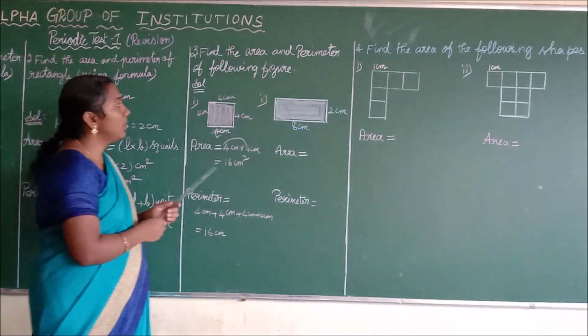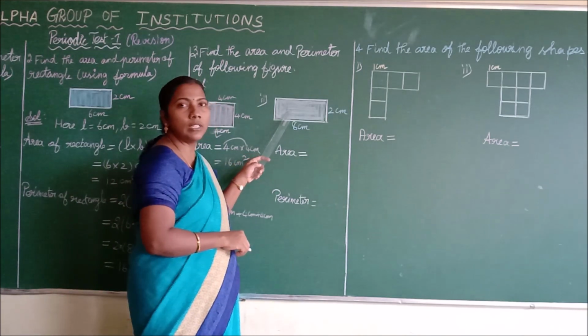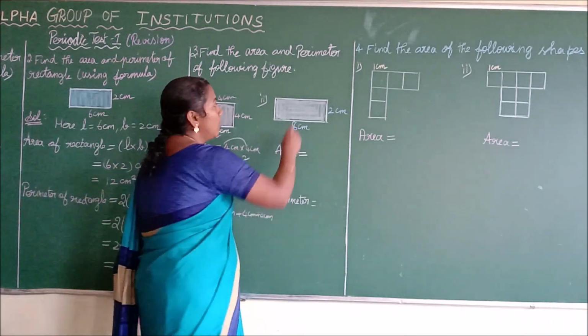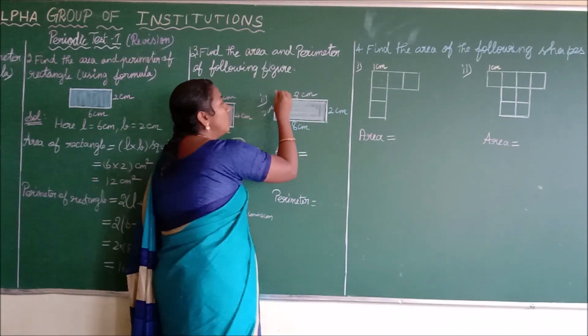Okay. Next we are going to see the second subdivision. See this figure. What is the shape of this? Yes, it is a rectangle. Rectangle means opposite sides are equal. So the length of this side is 8 centimeter. The length of this side is 2 centimeters.